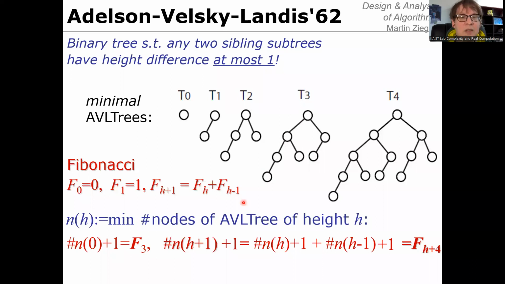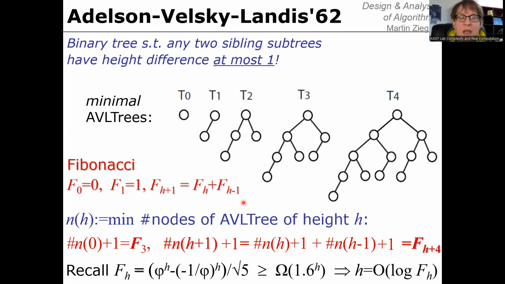So putting things together, we arrive at this. And for Fibonacci numbers, we know everything. We have an explicit formula, Binet's formula. We have asymptotic growth, exponential asymptotic growth. And thus the same applies to this new quantity, the minimal number of nodes of an AVL tree of height h.